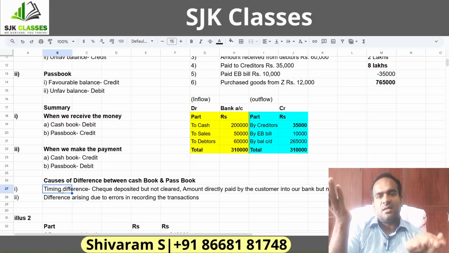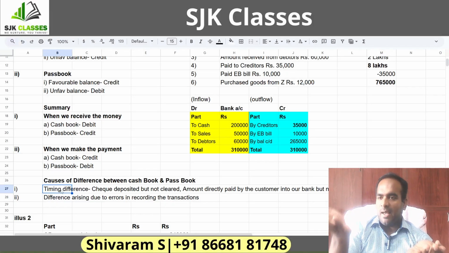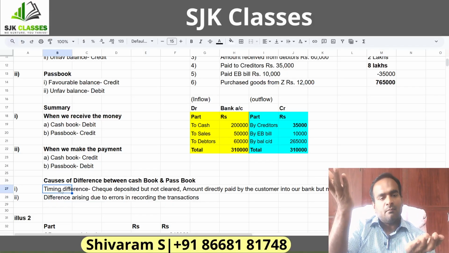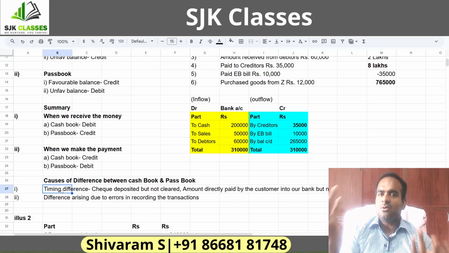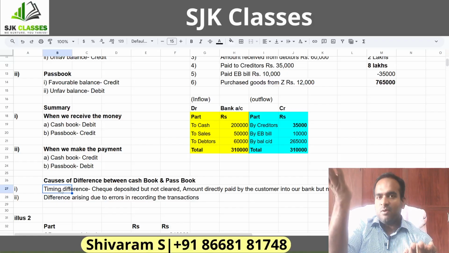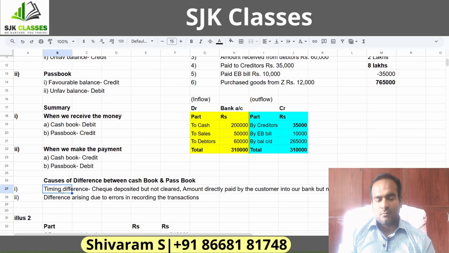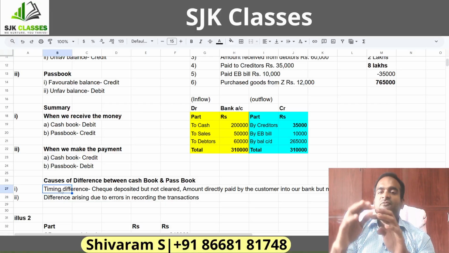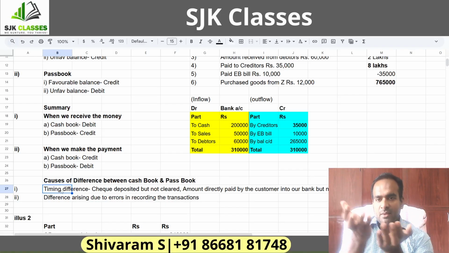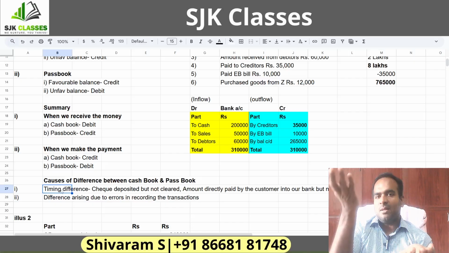I would not have passed the entry in the cash book. So my bank balance actually goes up, but in the cash book, the transaction is not recorded. Why is it not recorded? Because I was not aware of it. Once I am aware of it, I'll pass the entry in the cash book. Till that point of time, the passbook will be showing a higher balance and the cash book will be showing a lower balance. This difference is what we call a timing difference. In both places the transactions will be captured, but at different points of time. In the time gap, differences will exist between the passbook and the cash book.